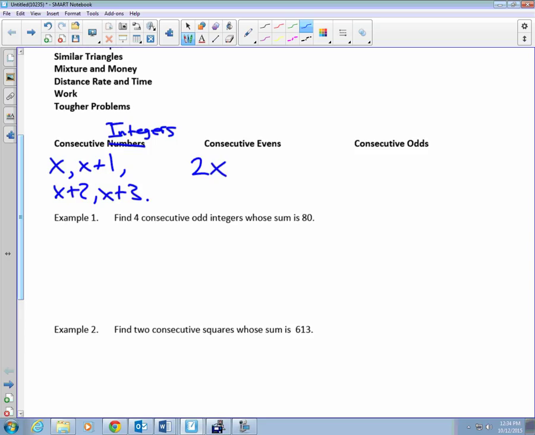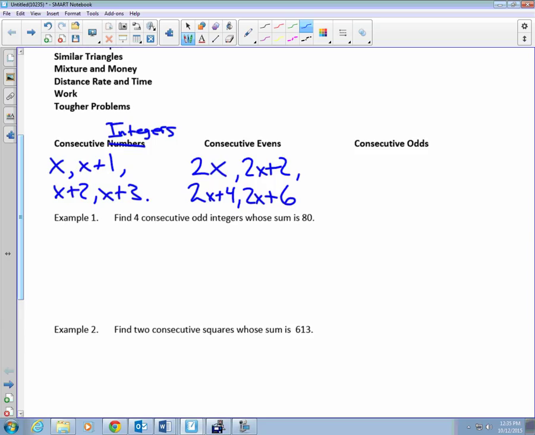So 2x. What would be the next even integer after 2x? So let's say x was 3, 2x is 6, 4x is 12. So we're missing a number in there, right? So I want to go from 2x. I want to go 2 forward, correct? 2x plus 2. And after 2x plus 2, 2x plus 4, and after 2x plus 4, 2x plus 6. Yeah, so those are my next ones.